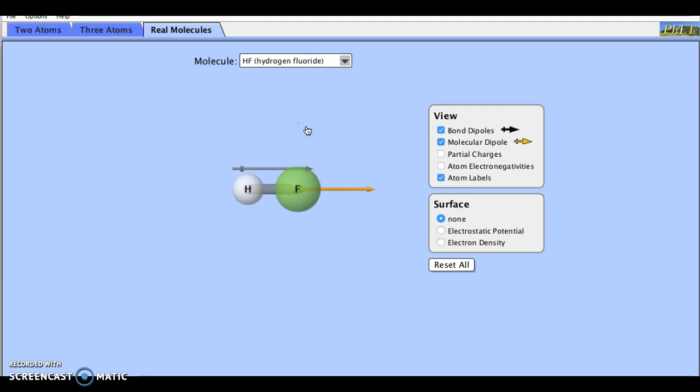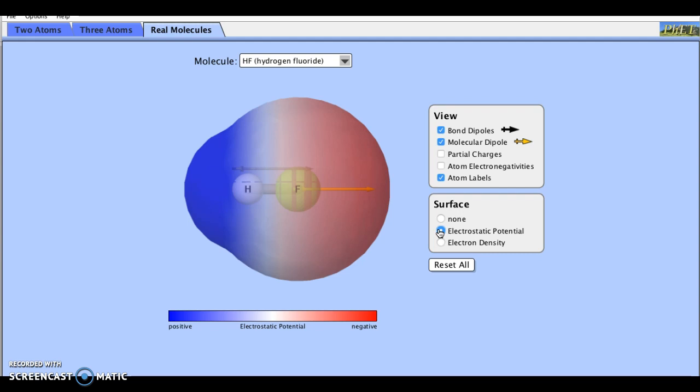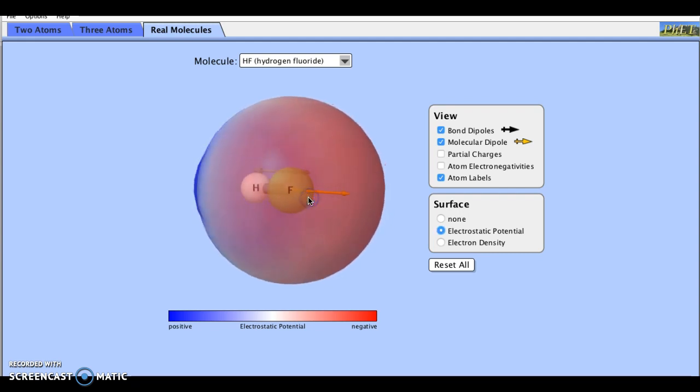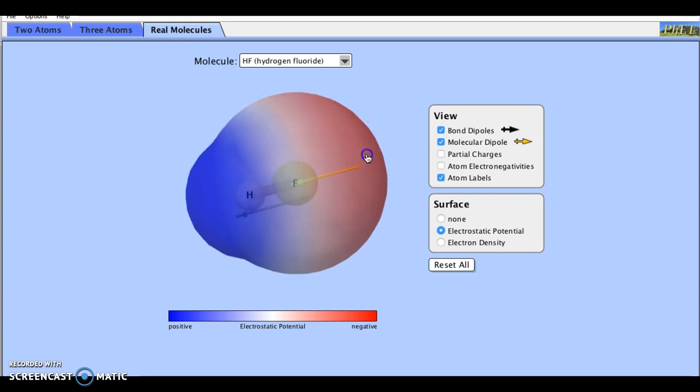Here's the hydrogen fluoride. So the gray arrow is representing the bond dipole between the hydrogen and the fluorine. The fluorine's going to be pulling on the electrons. And then the yellow arrow is representing the molecule polarity. So there's a negative buildup on the side that has the fluorine. And I like this view. If you see the gold arrow, we know that it is polar. But the red accumulates and shows us that there's more negative on that end, and the blue, there's more positive or less electrons on that end.